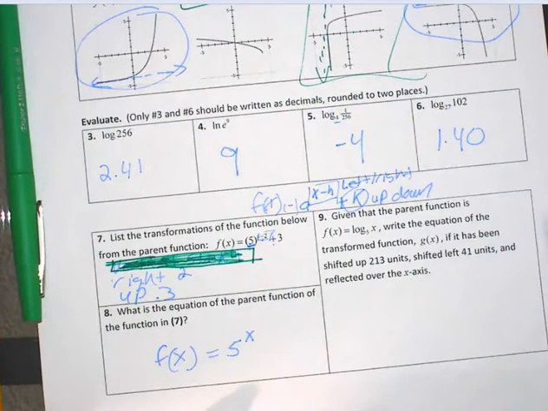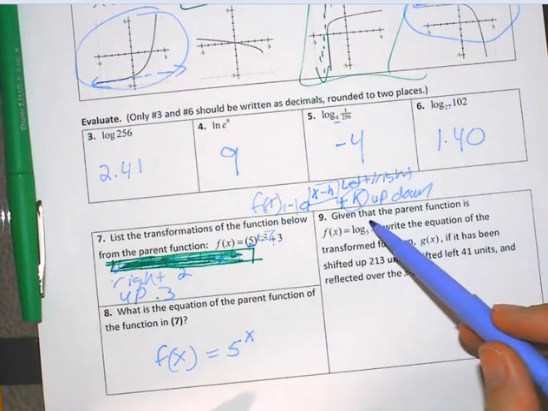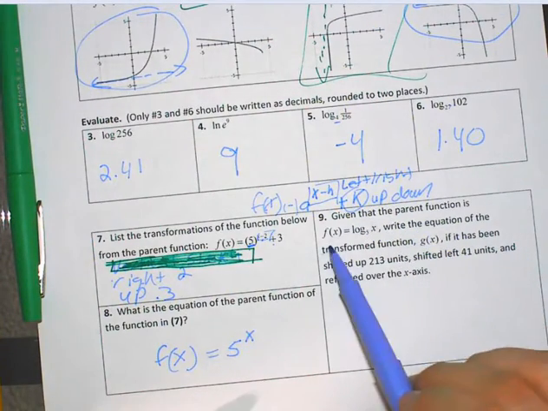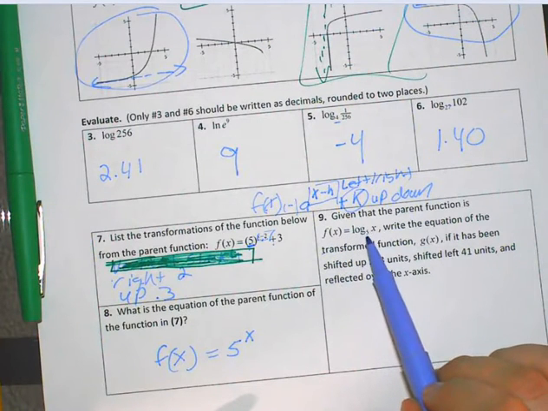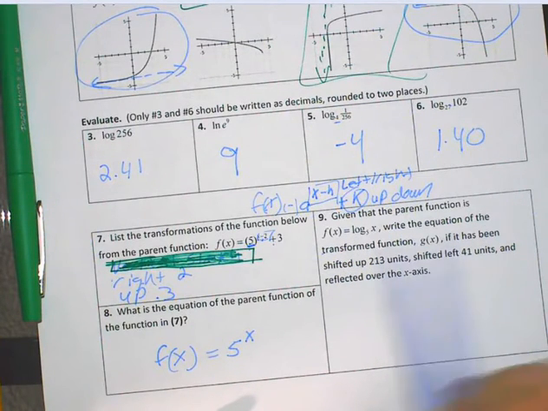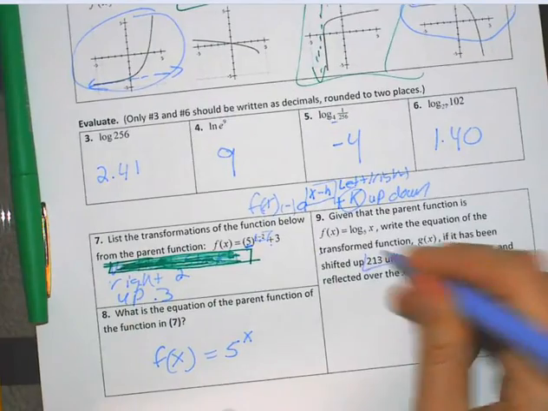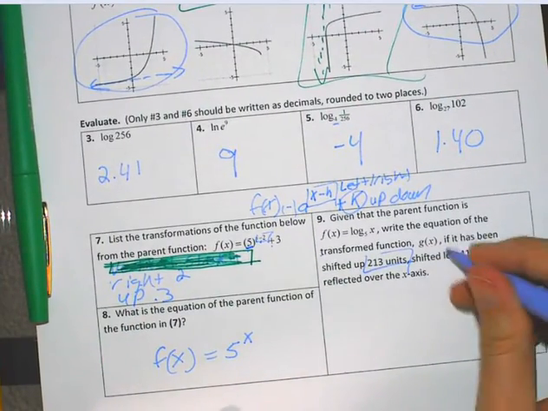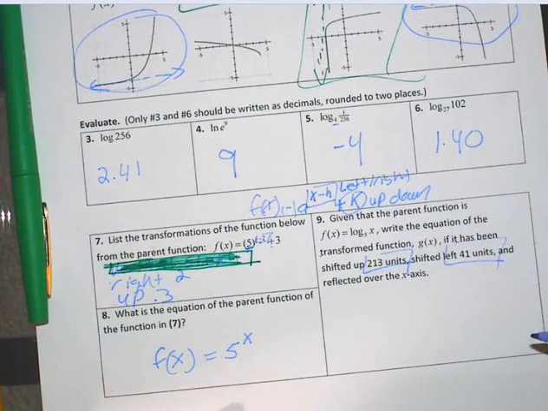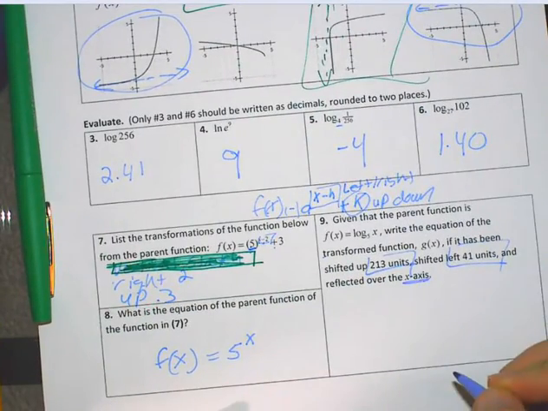Okay. Number 9. Given that the parent function is f of x equals log base 5 of x, write the equation of the transformed function g of x if it has been shifted up 213 units, shifted left 41 units, and reflected over the x-axis.